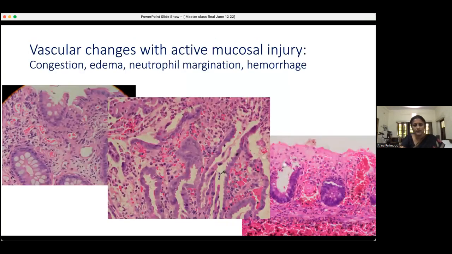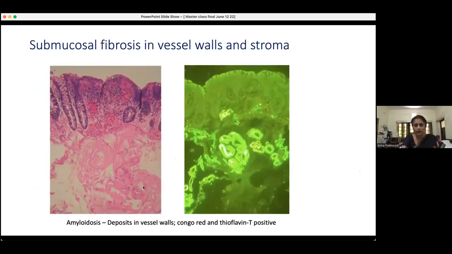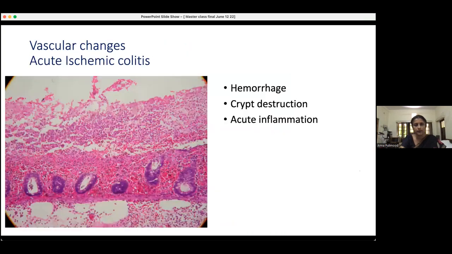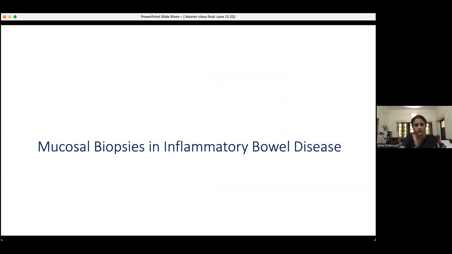Okay, vascular changes in various inflammatory conditions, congestion, hemorrhage, and edema, all these things happen in the lamina propria, and they tell you about the presence of activity and acute inflammation. This is severe acute ischemic colitis with a lot of hemorrhage and crypt destruction.